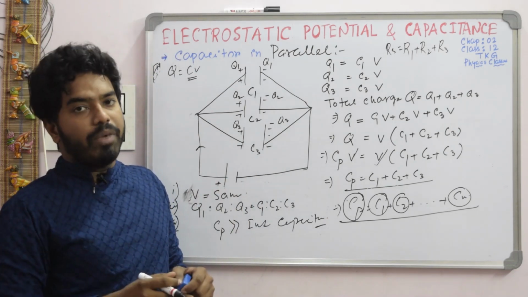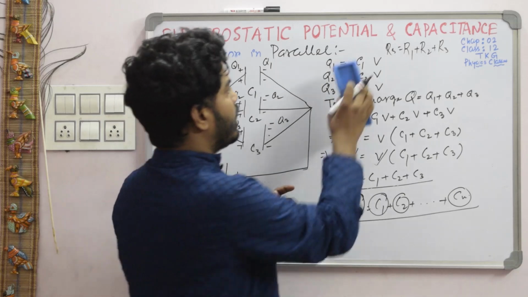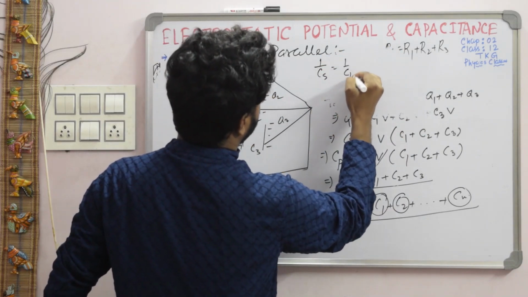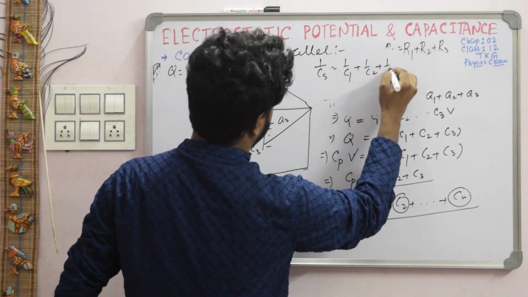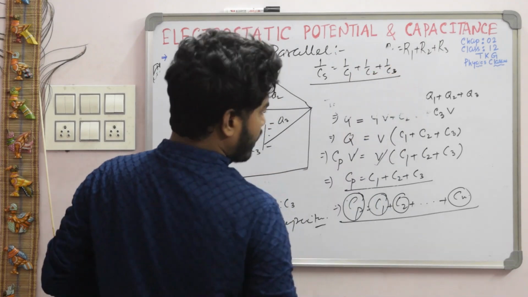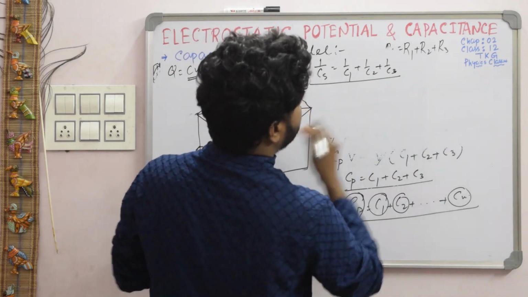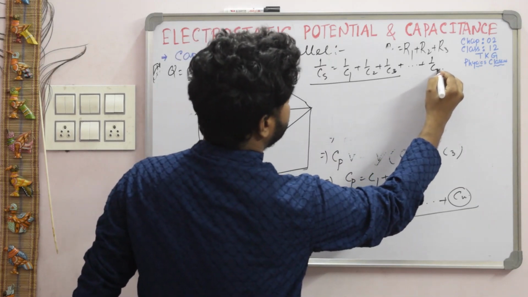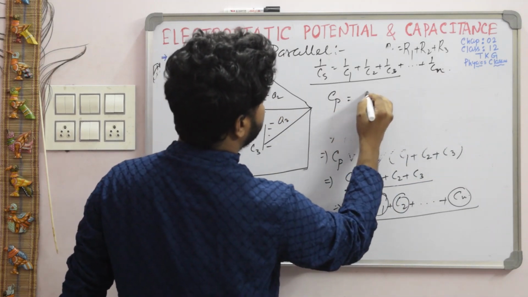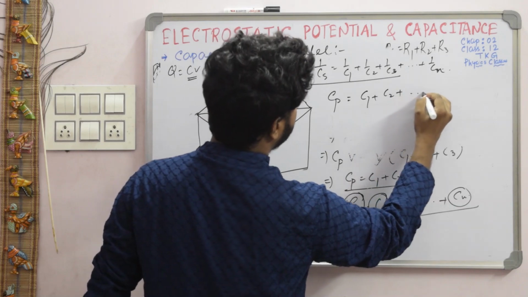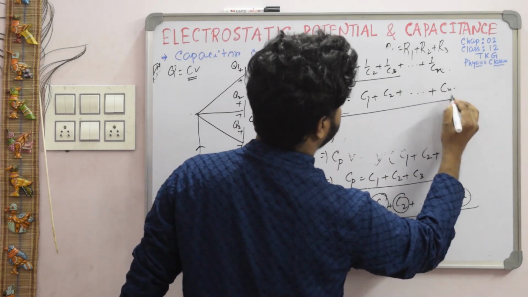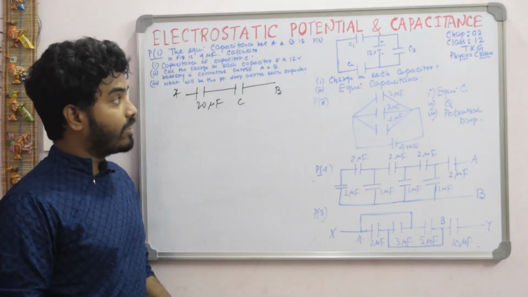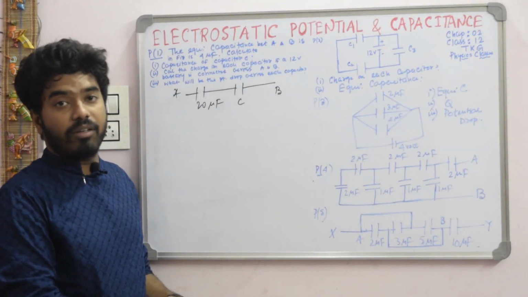So for series combination, the equivalent capacitance formula is 1 by Cs equal to 1 by C1 plus 1 by C2 plus 1 by C3 for three capacitors, and for n capacitors, plus 1 by Cn. For parallel combination, the equivalent capacitance Cp is equal to C1 plus C2 plus up to Cn. So this is the formula, right?